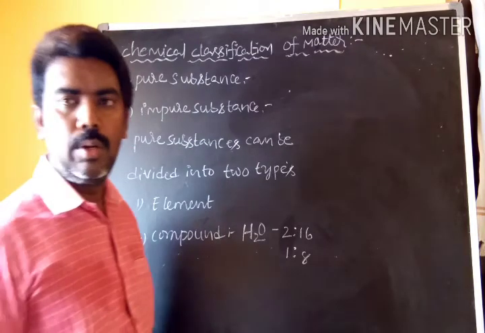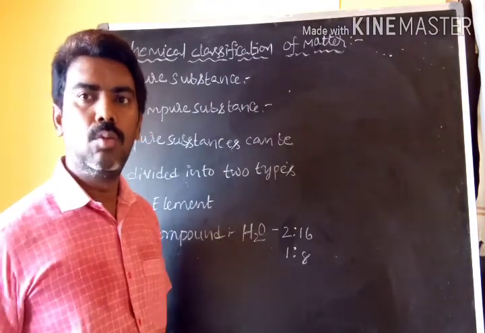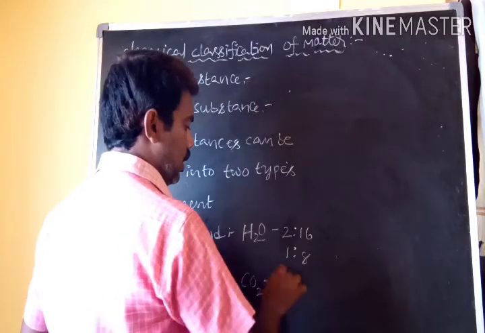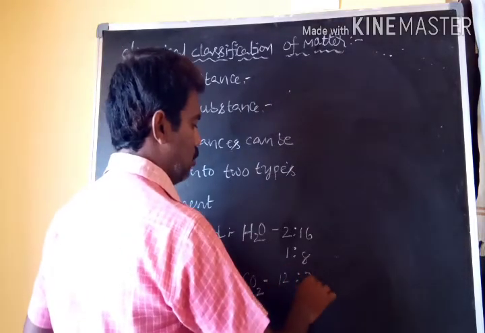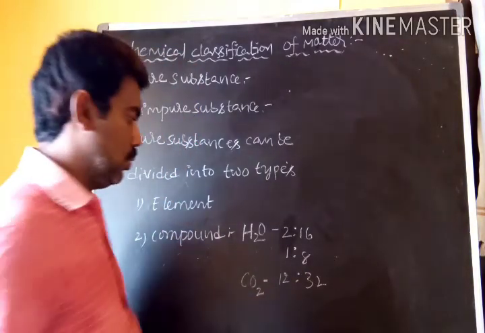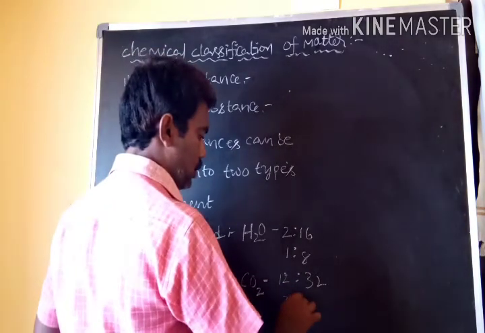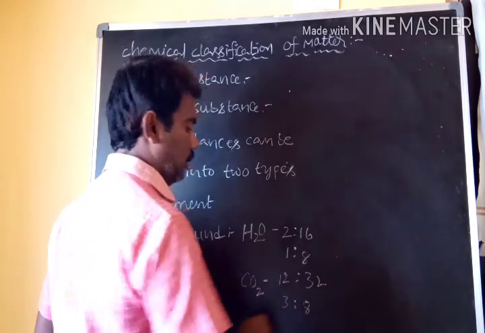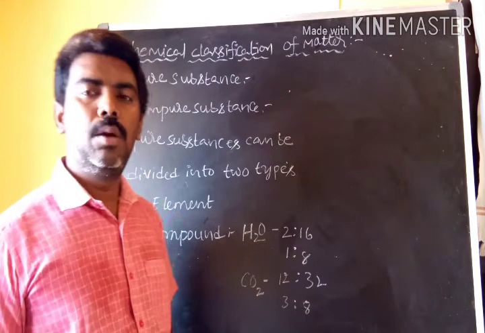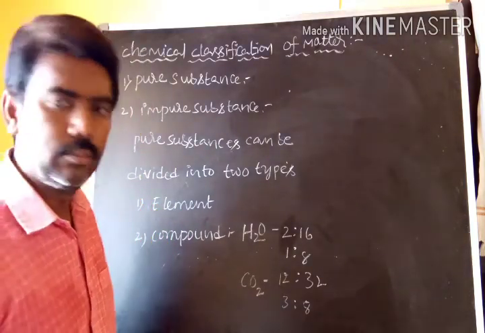1 is to 8 ratio by weight of hydrogen and oxygen present in the water. And while taking the carbon dioxide, carbon atomic weight 12 and 2 oxygens are 32. 12 is to 32. Then if you take the ratio, 3 is to 8 ratio by weight of carbon and oxygen present in the carbon dioxide.